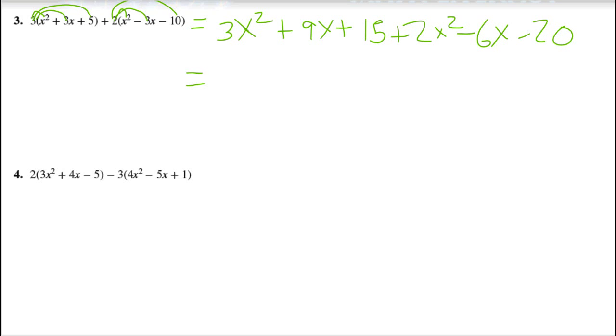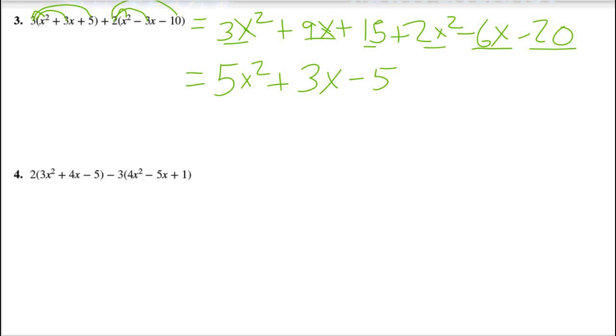So I have 3x squareds. I add 2x squareds. Gives me 5x squared. I have 9x and I subtract 6x. I lose 6x's. I have 3x's left. I have 15 and I lose 20. So I owe somebody $5. Okay.